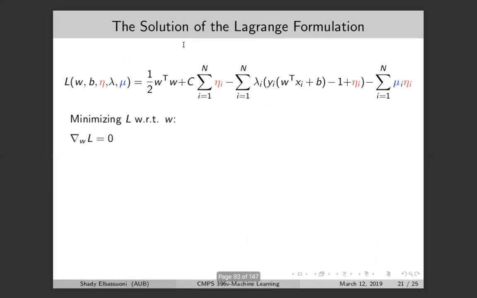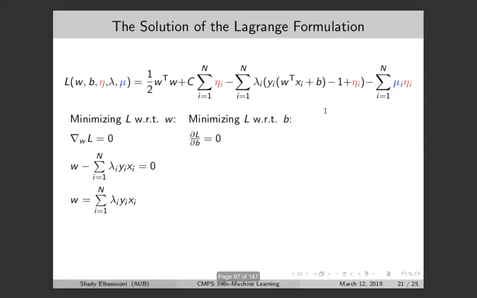So I differentiate L with respect to W and equate to 0, and I get, surprisingly, exactly the same thing as before. Why? Because the new terms don't depend on W. With respect to B, I also get exactly the same as before, because the new terms I added have nothing to do with B. You can do the math. So I get summation from i equal 1 to n of lambda i yi equal to 0.